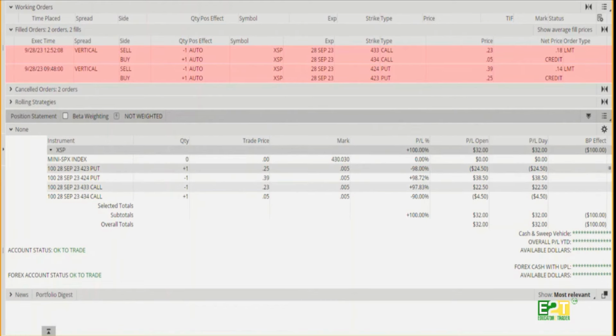And the mark tells you what it's currently worth. If you take the difference between these two, it is 0, which means the trade is now worthless and you get to keep the entire $14 you collected at the beginning.